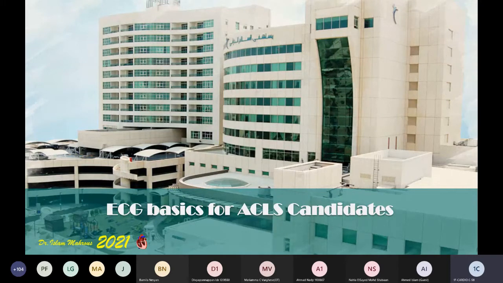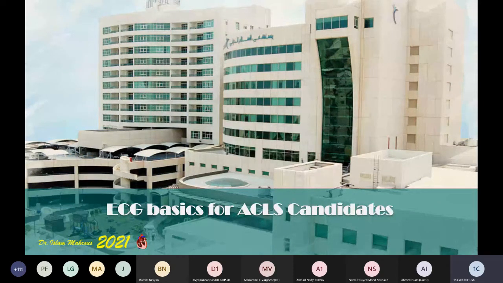Let me highlight a few things before I start my presentation. I just would like to tell you that it is very difficult for a non-cardiologist to make a full ECG interpretation using only one lecture. It might need a series of lectures to be able to make a full interpretation for the ECG.